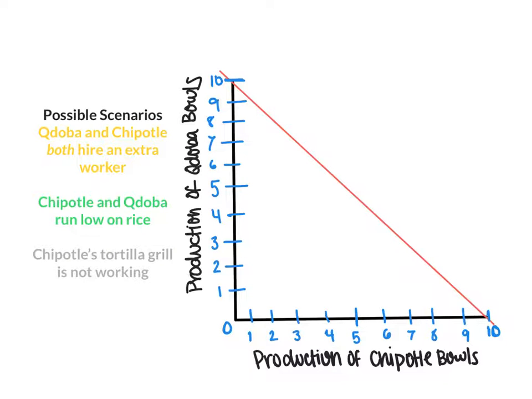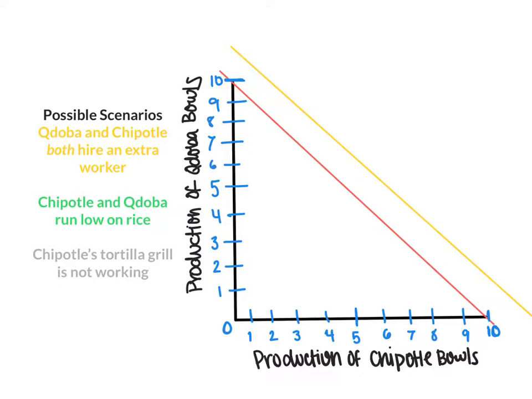Now, let's consider a few scenarios that might alter the maximum level of output and the opportunity cost. Let's look at the scenario in the yellow right over here, where Qdoba and Chipotle both hire an extra worker. Now, in this case, the maximum possible production of Chipotle bowls and the maximum possible production of Qdoba bowls would increase, which would cause the line to shift right.